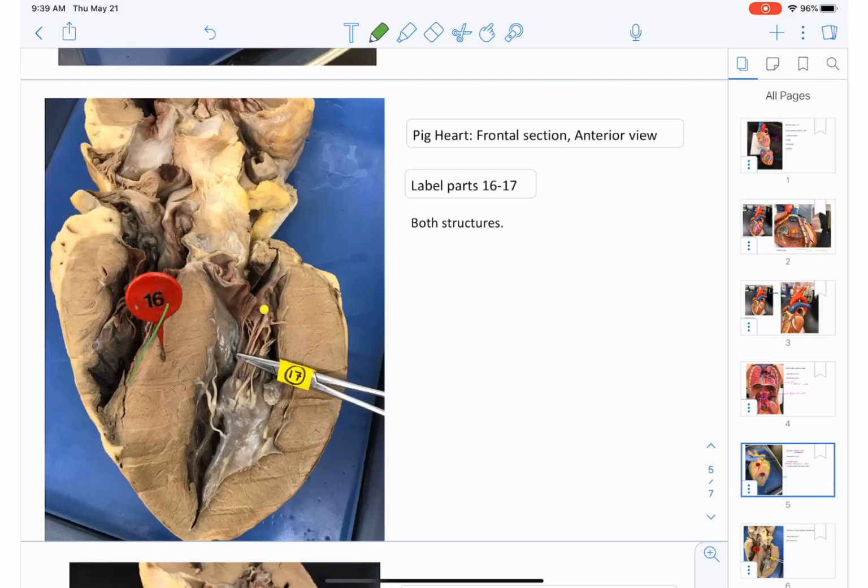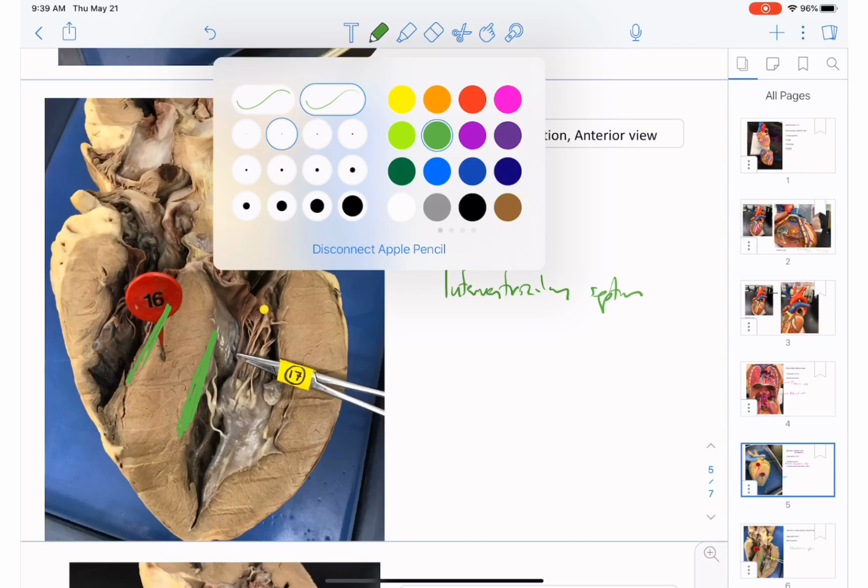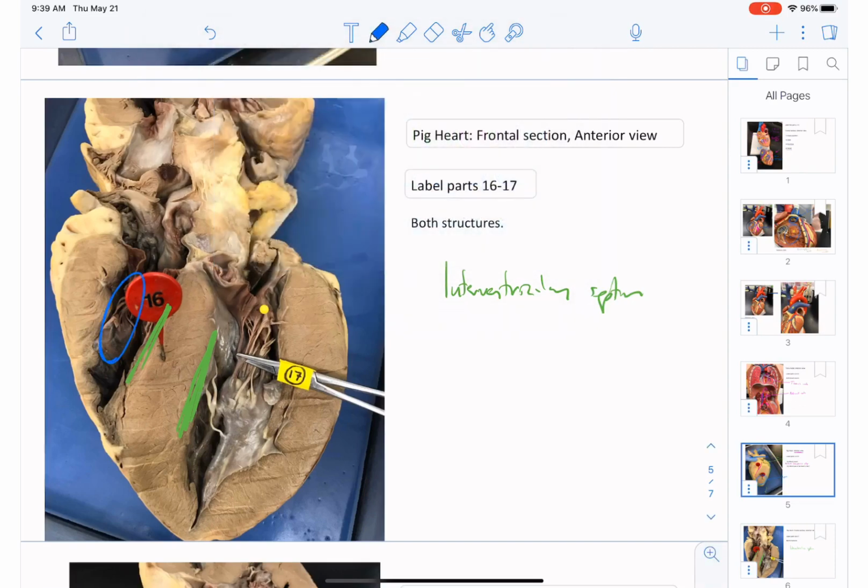And let's start off and identify number 16. What's that big chunk of muscle there? That is the interventricular septum. And what does the interventricular septum do? It divides the right ventricle from the left ventricle.